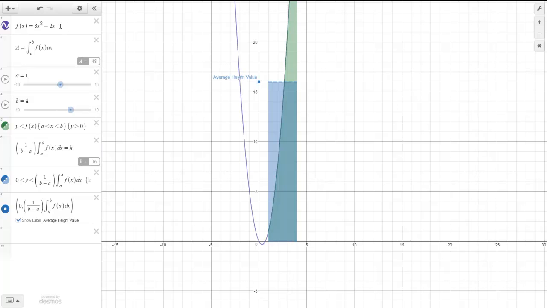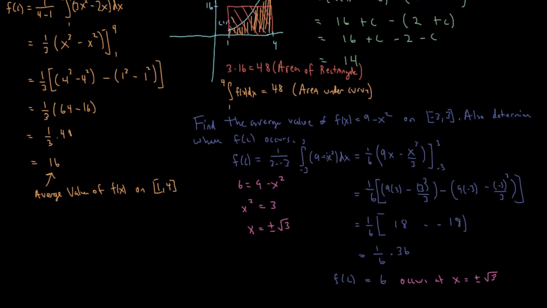Solving the quadratic equation 3x squared minus 2x equals 16. I'm not sure if that's going to have a nice answer. You might have to use the quadratic formula or completing the square if it doesn't factor. But anyway, mean value theorem for integrals, really cool stuff.